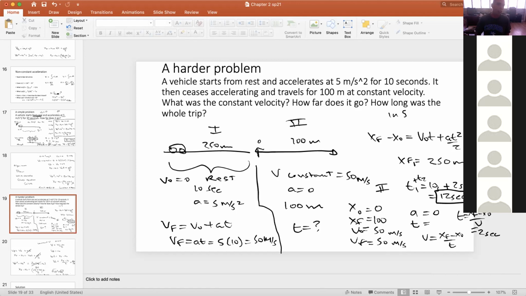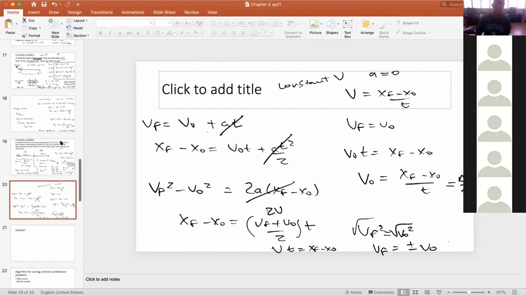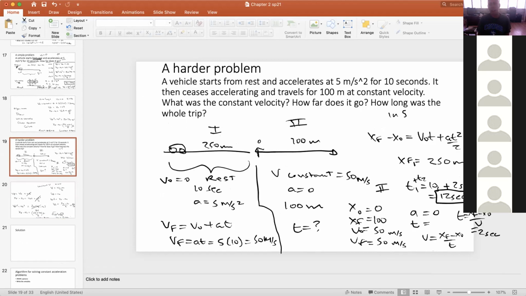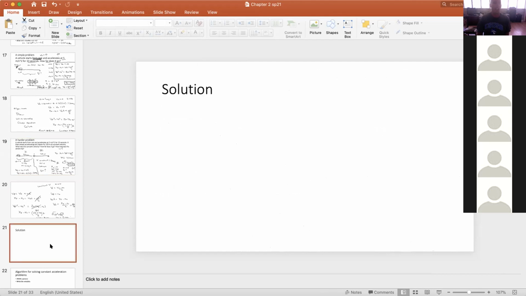Professor, how did you get 2 seconds? Because I did 100 minus 0 divided by 2, and I get 50 seconds. By 50. Why is it divided by 50? Because the velocity is 50 in this section. Oh, where'd you get 2 from? I was getting confused with all the equations you just wrote on the slide before. Let's go through it one more time.